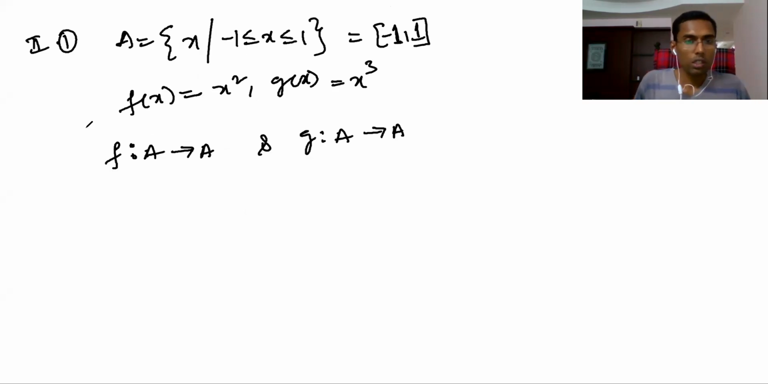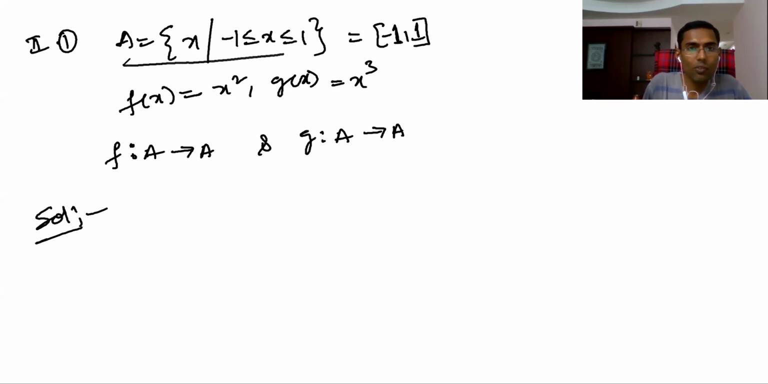So this is the question. Okay, all right. So what is the question? A is a set of all real numbers from where to where? Minus 1 to 1. So that is the interval minus 1 to 1.